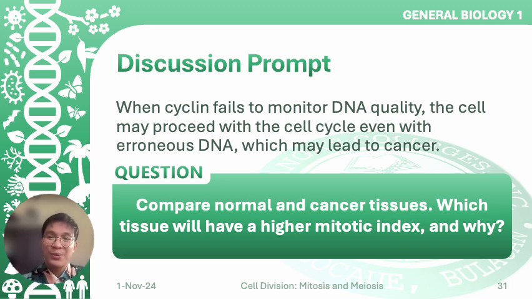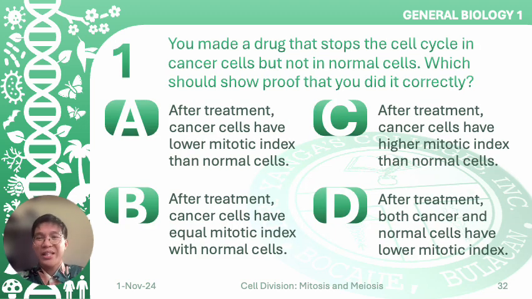So, ayan. I hope you have the same answer as I did. Okay? Na sana na-figure out niyo siya bago niyo pinakinggan yung sagot ko. Oh, how about this one? You made a drug that stops the cell cycle in cancer cells, but not in normal cells. Assuming nahanap mo na ang solusyon sa cancer, which should show proof that you did it correctly. Oh. So, using the concept of mitotic index, ano dapat yung mangyayari kung gagawa ka ng experiment?